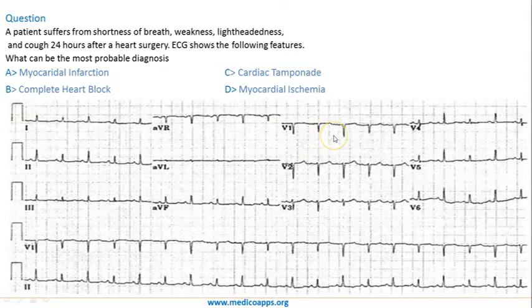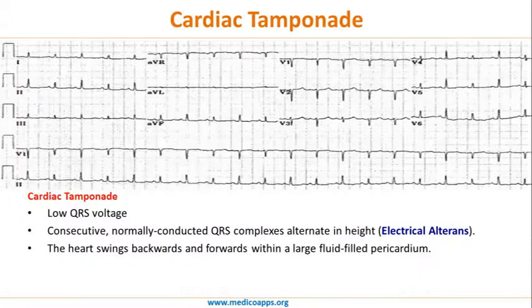This is what is called electrical alternans, which is one of the very clear signs on ECG of cardiac tamponade. So the correct answer would be cardiac tamponade. Let's look further and understand this particular ECG change.